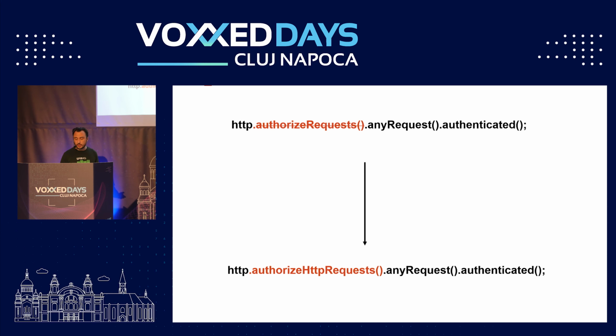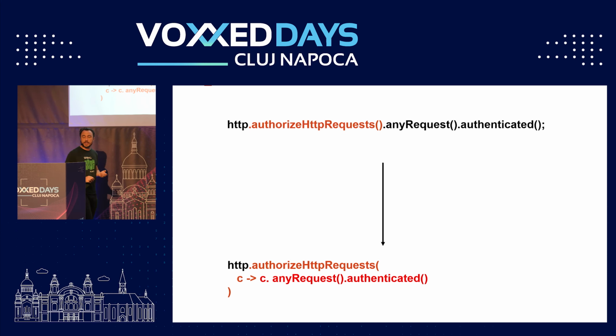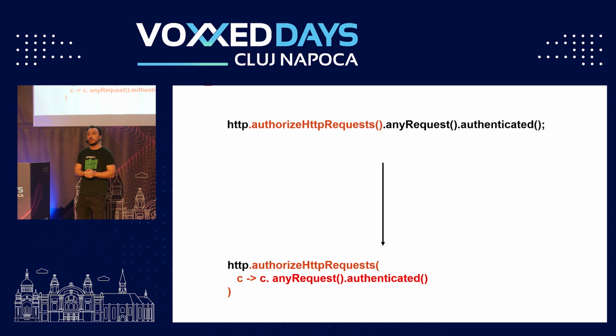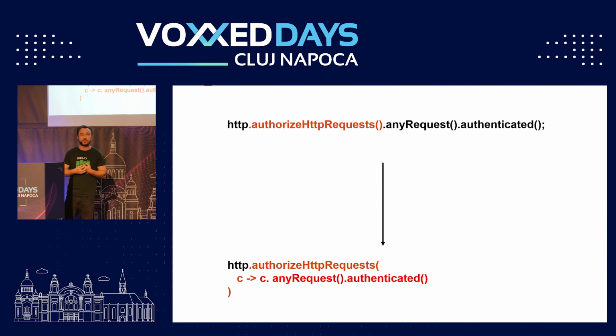But that's not all. You will observe that you cannot chain the methods anymore. A lot of you might have been used to that, and it was one of the preferred ways of configuring Spring Security, by chaining the configurations. Now, if you want to do that, you will actually use a parameter to the method, which is a Customizer.